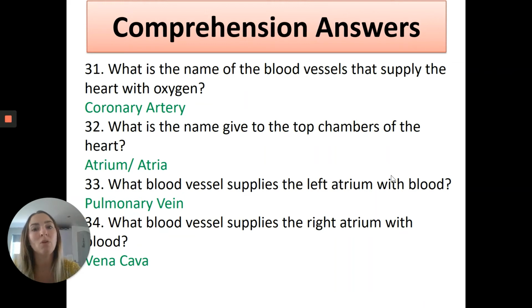Okay, so none of the blood that goes through the chambers of the heart is actually supplying the heart with the oxygen that it needs. That is by another blood vessel, and that is the coronary artery.